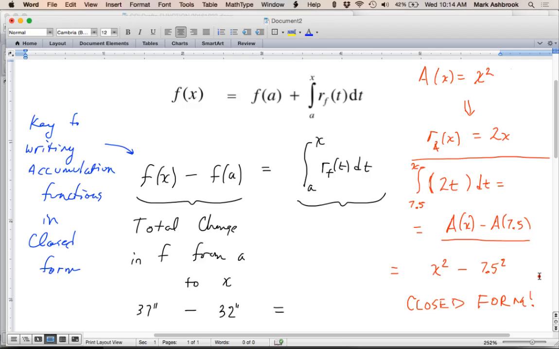Okay, where's Chandler? Chandler. Yeah. What did you talk about? So what does x squared minus 7.5 squared mean? What does that get for us relative to the square? Net accumulation? What net accumulation? Exact net accumulation. Okay, which one? Aiden.